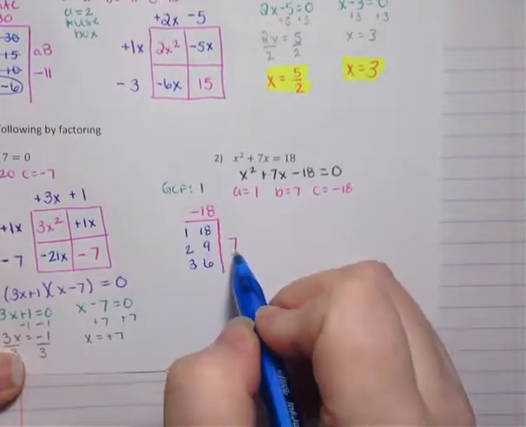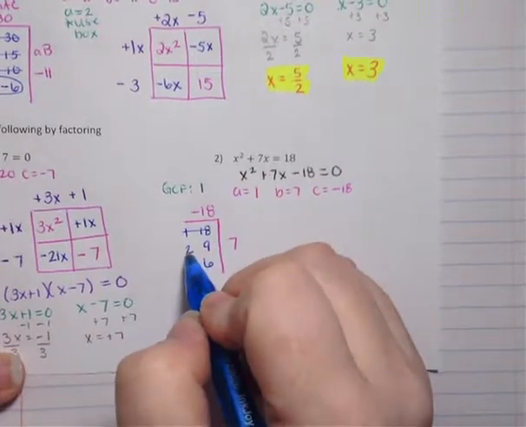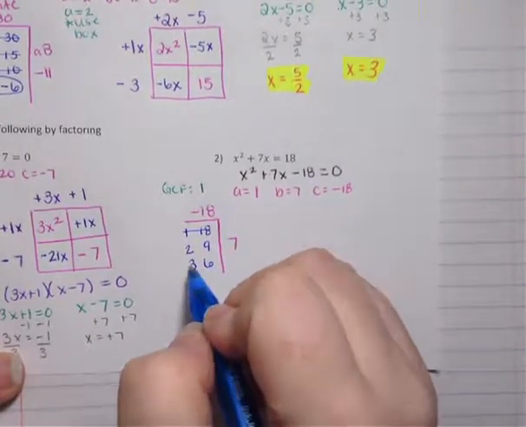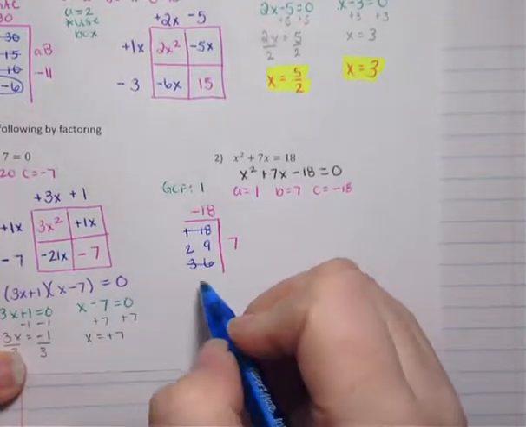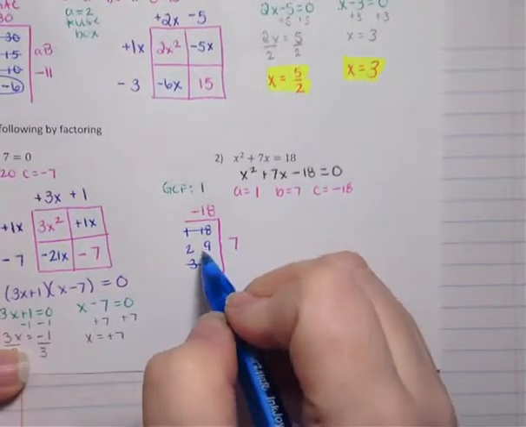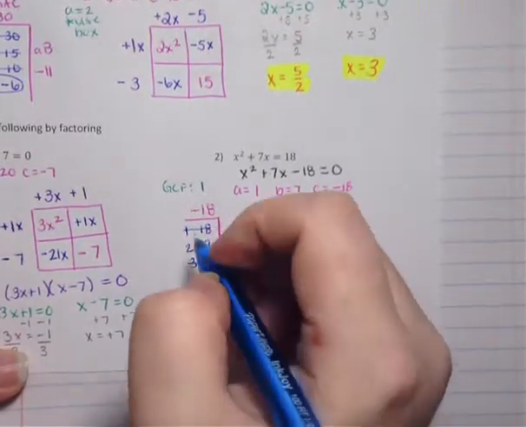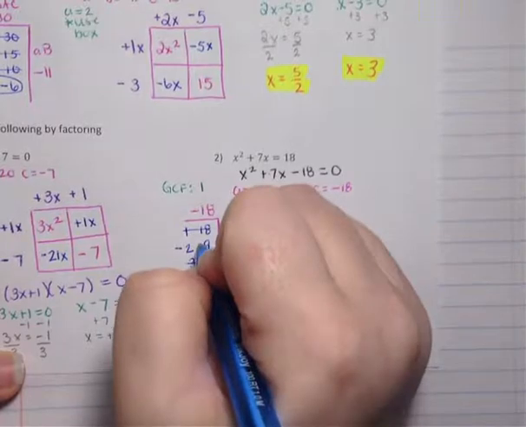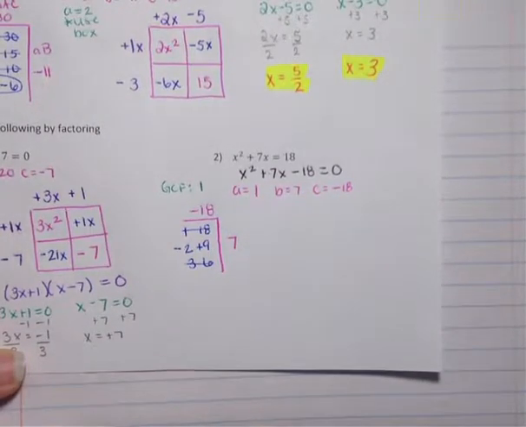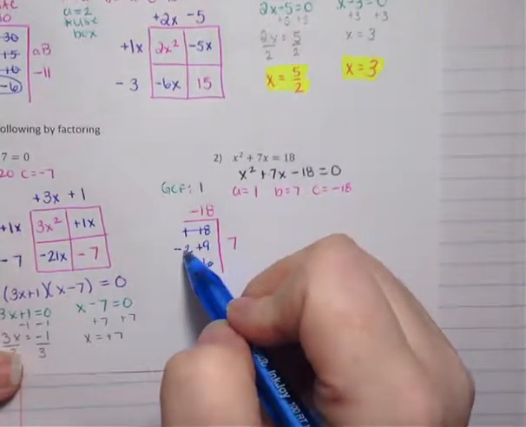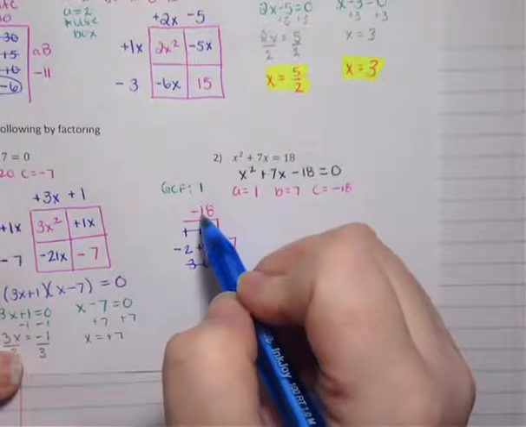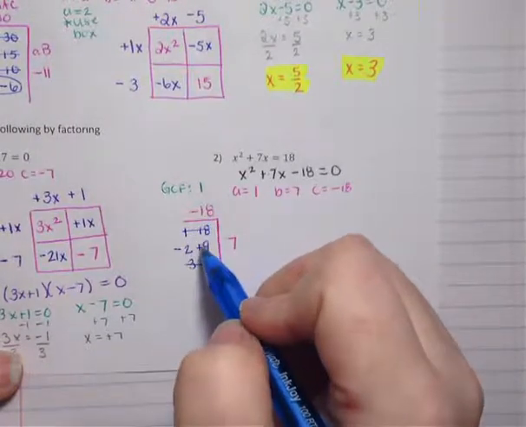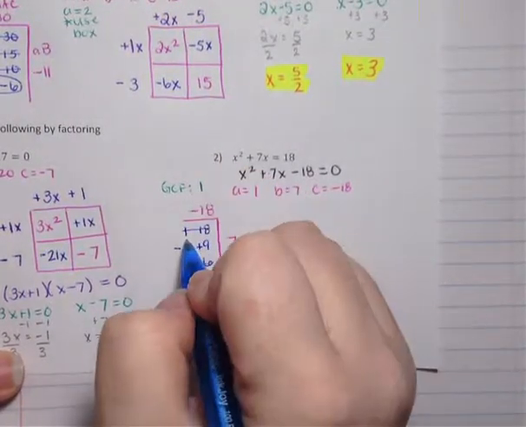Then we want to see which ones will give us a 7. So 1 and 18 cannot give us a 7. 2 and 9 can. 3 and 6 cannot. So 2 and 9 will give us a 7 if we have 9 minus 2, so we'd have a negative 2 and a positive 9. Now we need to make sure it MACs correctly. So negative 2 times a positive 9 will give us a negative 18, and 9 minus 2 gives us 7. So this is our MACAB.